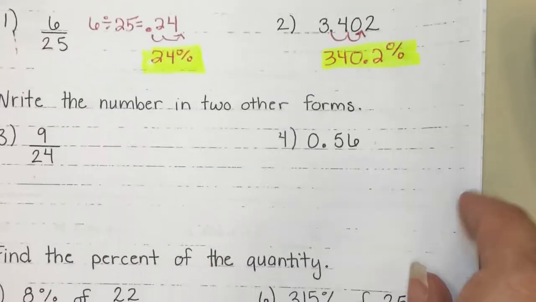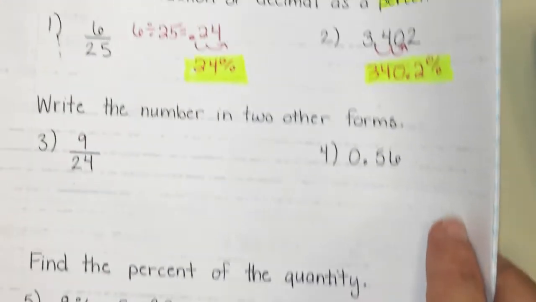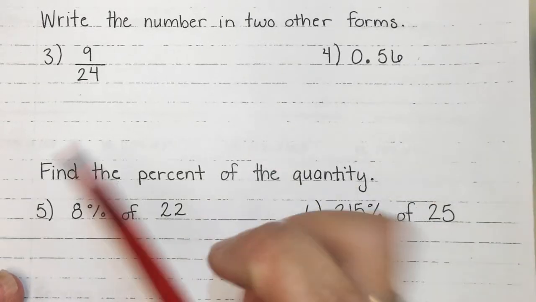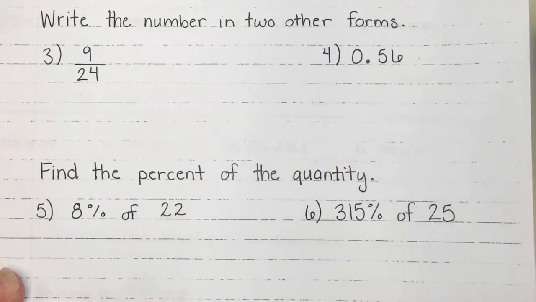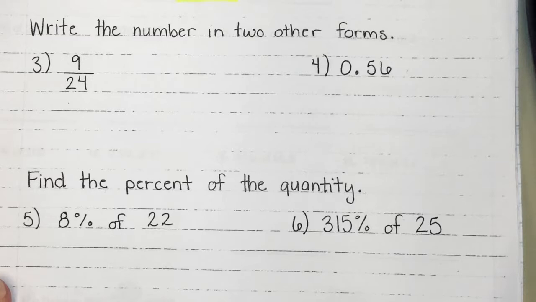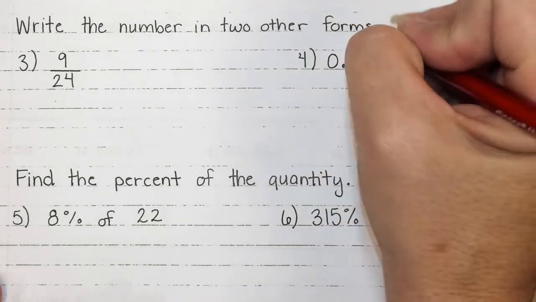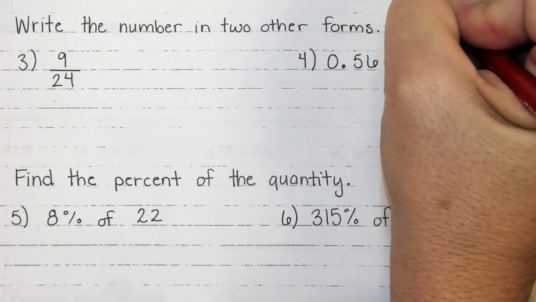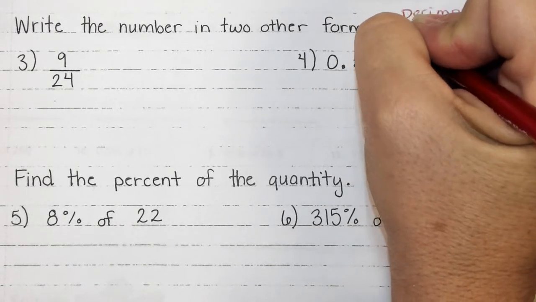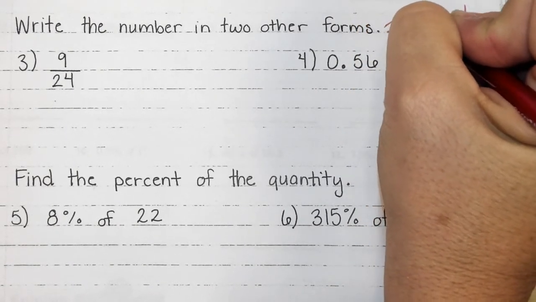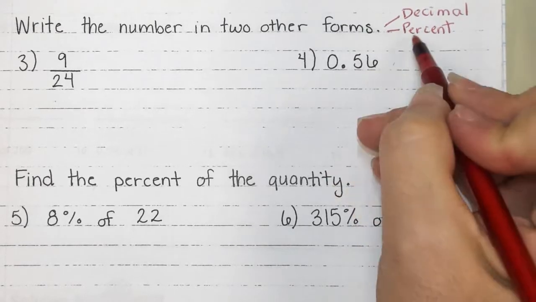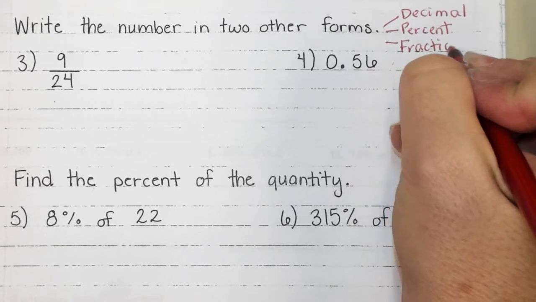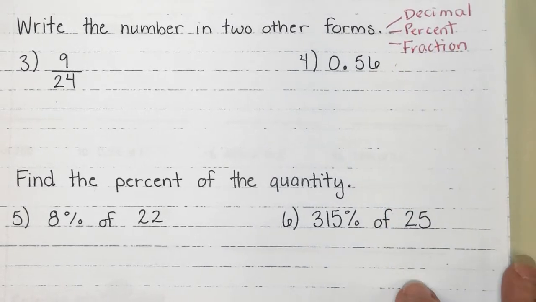Now, going on to the next section. Is everybody good on that section? Yes. Okay, go into the next section. Write the number in two other forms. So what that means is there are three ways to write the same number. If they give you the fraction, you need the decimal and the percent. If they give you the decimal, they need the percent and the fraction. We need to be able to go between all three number styles.